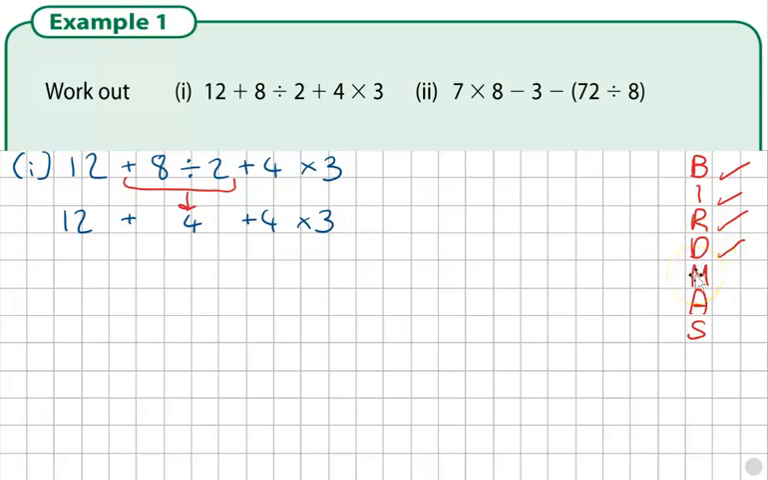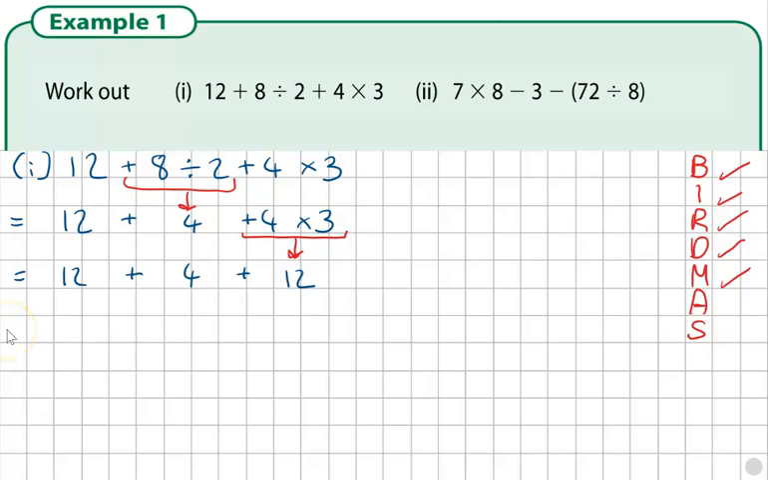The M there stands for multiply. So next I'm going to multiply the 4 × 3. And 4 × 3 is 12. And notice now I've ticked off the M because I've done the multiply. And then I'm going to bring down the 12 + 4 and the plus.